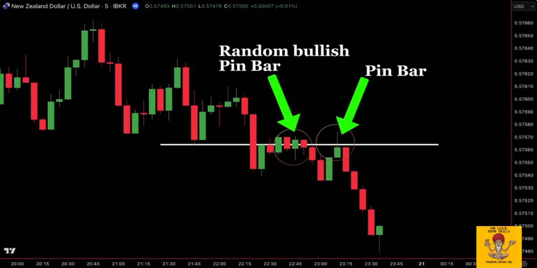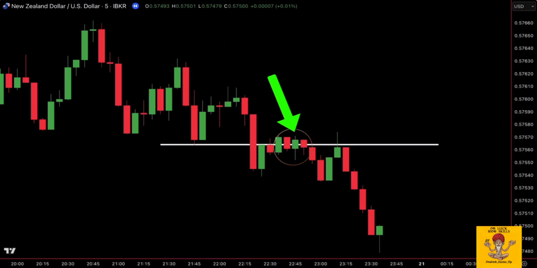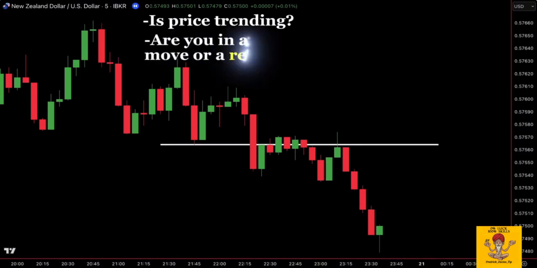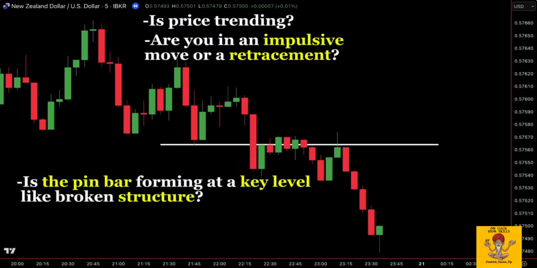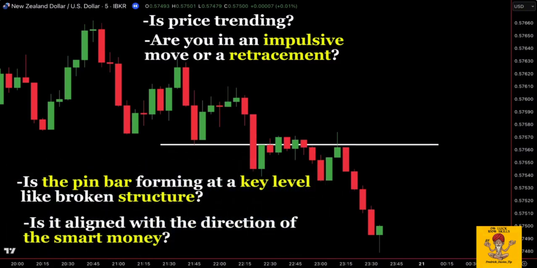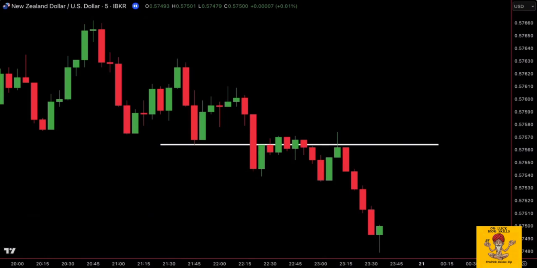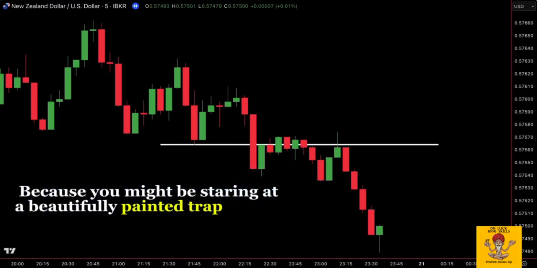The fake pin bar in that case was a trap designed to suck in buyers and give banks the liquidity they need to keep shorting. What should you do? Use this pin bar checklist. First, is the market trending? If it is trending, ask yourself, is this an impulsive move or just a pullback? Next, is the pin bar forming at a key level? And finally, is it in the same direction as smart money? If the answer is yes, then it's a valid trade. If not, step back, because you might be staring at a beautifully painted trap.